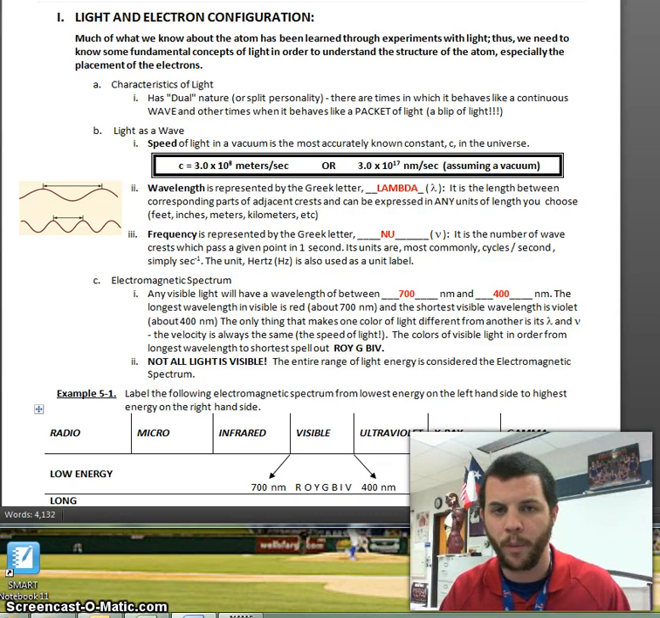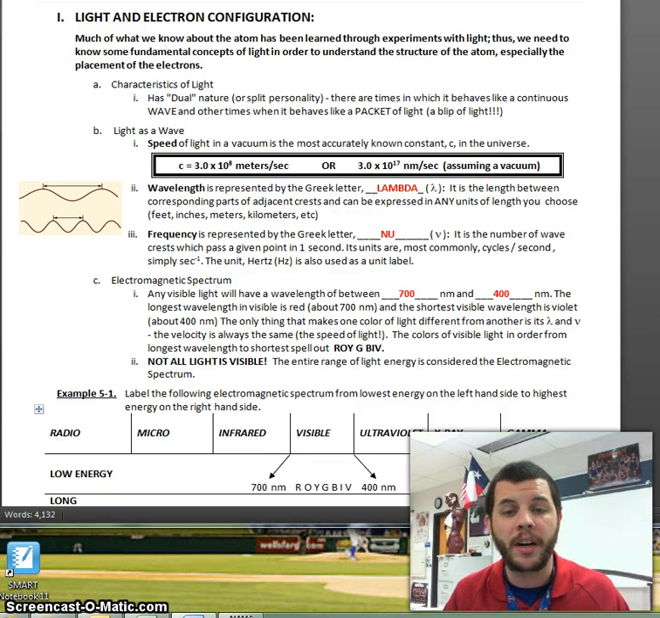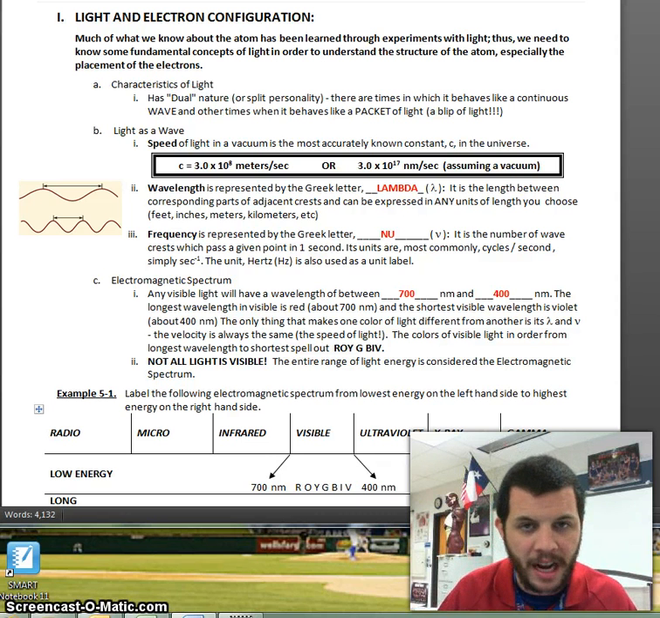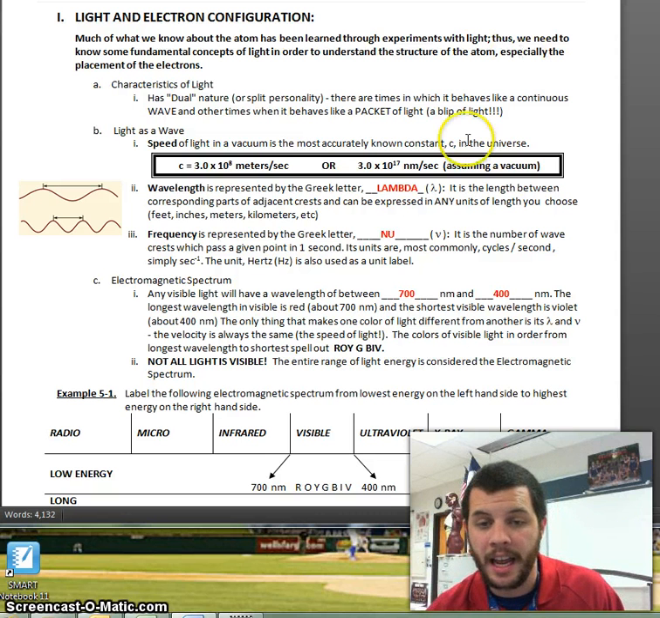Light can behave two different ways. Number one, it can behave as a wave, like one of those little waves that moves across wherever. However, it can also act as a particle. If it's acting as a particle, we would call it a photon, and we're going to get to that in a little while.